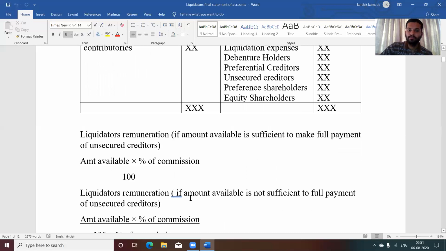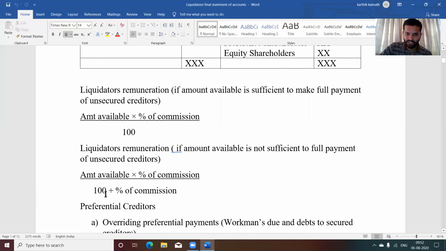Then liquidator's remuneration, if the amount available is not sufficient to make full payment of unsecured creditor. Suppose balance given in the balance sheet or in the problem is 1 lakh and the balancing figure you got is 80,000. Here, in this case, you have only 80,000, but you need to pay 1 lakh. Here, the amount given is not sufficient to make the full payment to the unsecured creditor. In this case, there is a certain adjustment.